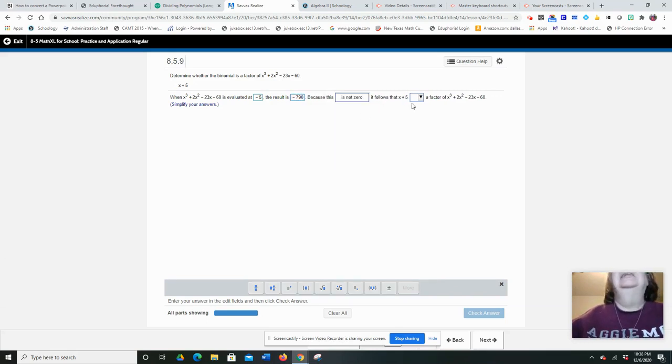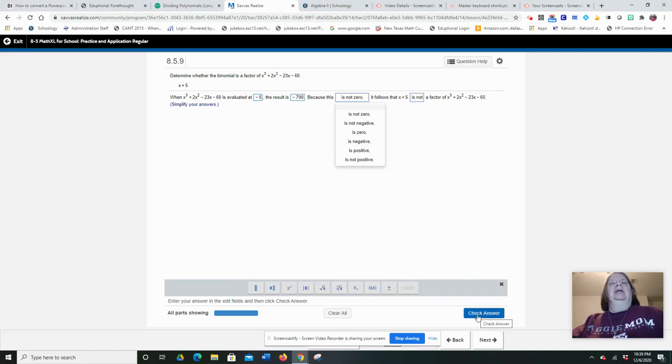So because this is not 0, it follows this x plus 5 is not a factor. If your remainder is 0, you had a drop down here, right? So use your synthetic division. This is going to be the number you'd put in the box. This will be whatever your remainder is. The only thing you need here is 0 or is not 0. This negative positive has nothing to do with it. Okay? The negative positive has nothing to do with it. It's only whether it's 0 or not. If it's 0, then yes, it's a factor. If it's not 0, then no, it's not a factor.